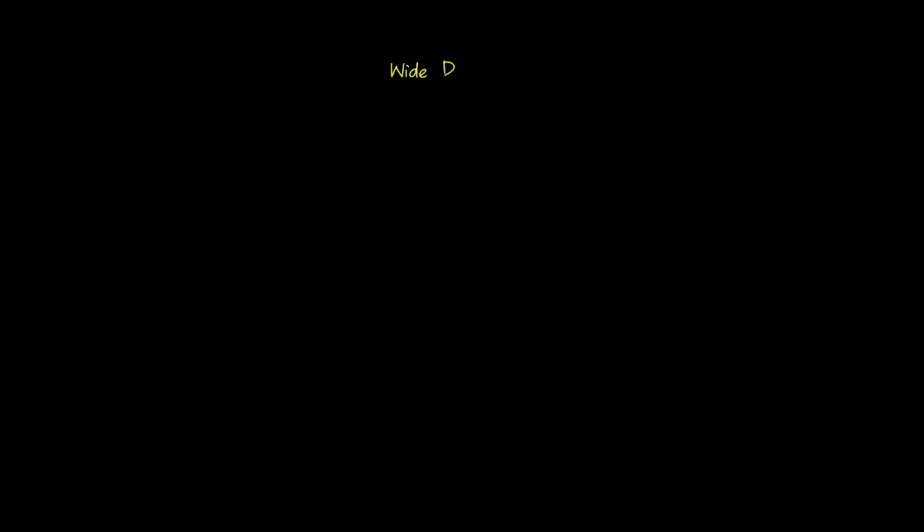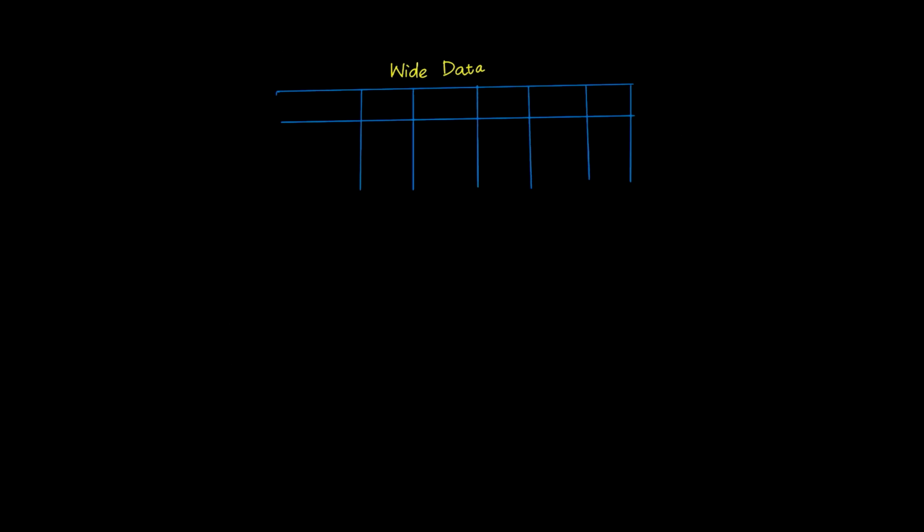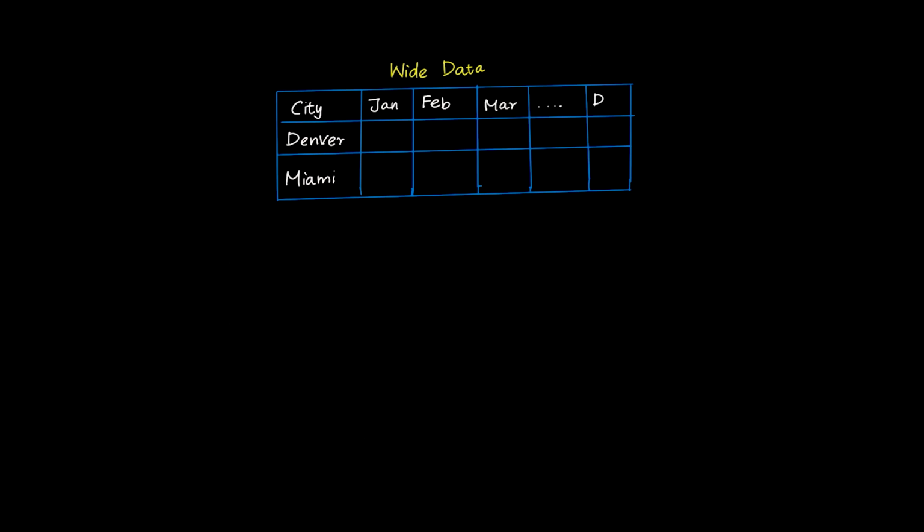12 cities, one row each, 12-month columns with temperature values. Each city gets a single row and different months spread across the columns. That layout is wide data. Wide data gives every subject a single row with multiple columns holding different attribute values. It's easy to read, great for line charts and simple trend comparisons.